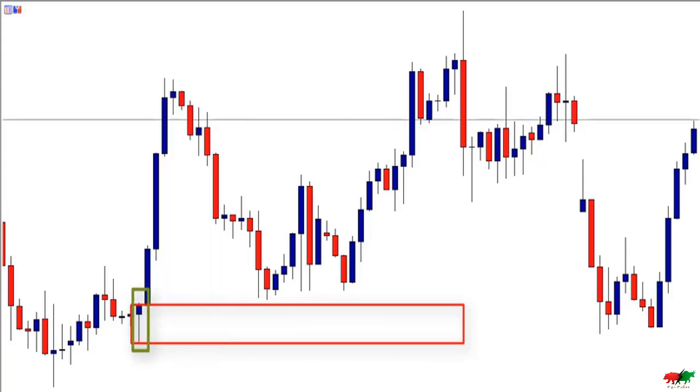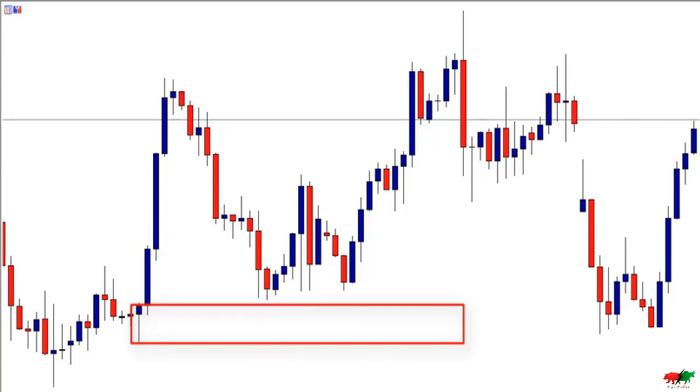So to draw the zone, you draw the proximal line at the nose of the candle and the distal line at the lower shadow. As you can see, when the market retraced back to test this demand zone, it was rejected and formed an inside bar candlestick pattern. So now you have two important pieces of information.